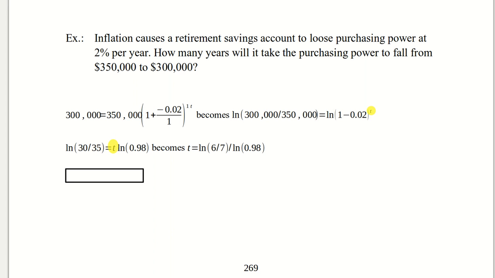6/7 because I divided out 5s from the 30 and the 35. We put this in our calculator, and out comes an approximation, and there's a scary thought, even relatively low 2%. This retirement account lost $50,000 in purchasing power in about 7.5 years, 7.6302 years.